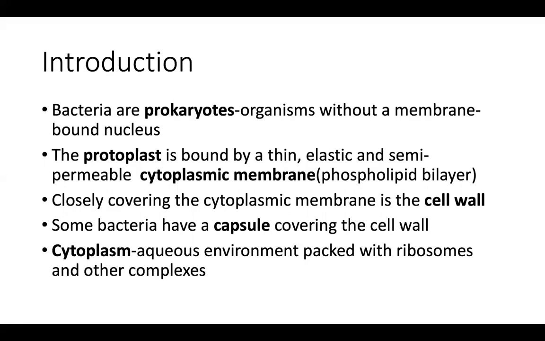So let's look at the anatomy of the bacterial cell. Bacteria are prokaryotes, and these are organisms without a membrane-bound nucleus. We refer to that part of the bacteria which has the genetic material as a nucleoid. You're going to see that later. And then you have what we refer to as a protoplast, which contains the nucleoid and anything else, the cytoplasm. And this is bound by a thin, elastic, and semi-permeable cytoplasmic membrane. The cytoplasmic membrane, similar to eukaryotes, is a phospholipid bilayer. And closely covering the cytoplasmic membrane is the cell wall. And some bacteria also have a capsule covering the cell wall.